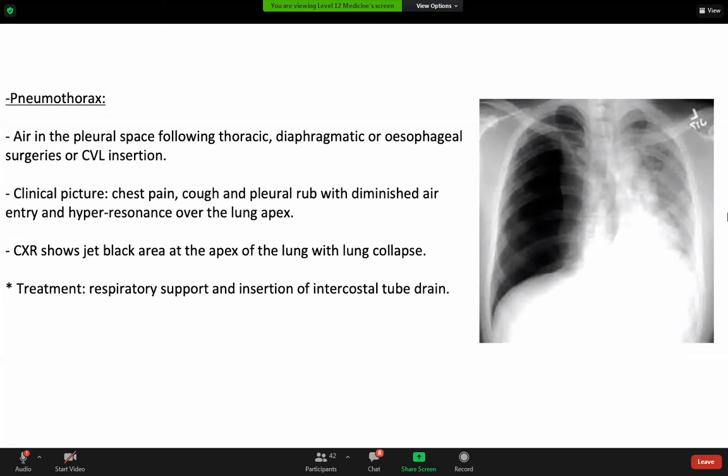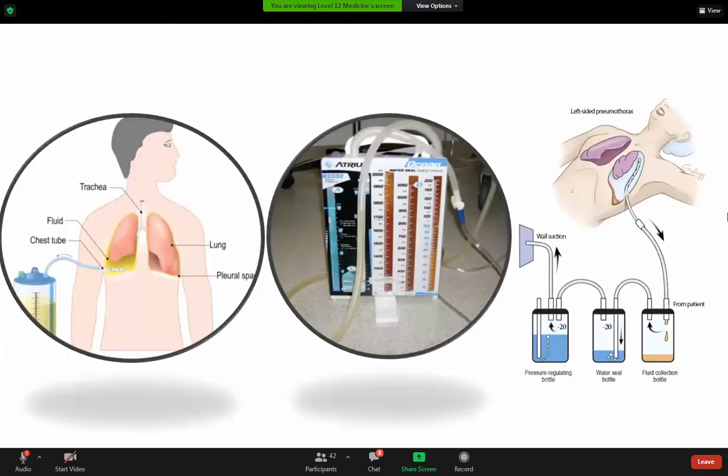Pneumothorax as well can happen after diaphragmatic or esophageal surgeries. The clinical picture: chest pain, hypoxia, cough, and it will be very clear in the chest X-ray as well, as you see on the right side of this, on the right lung. Treatment is a chest tube or pigtail to drain that air.